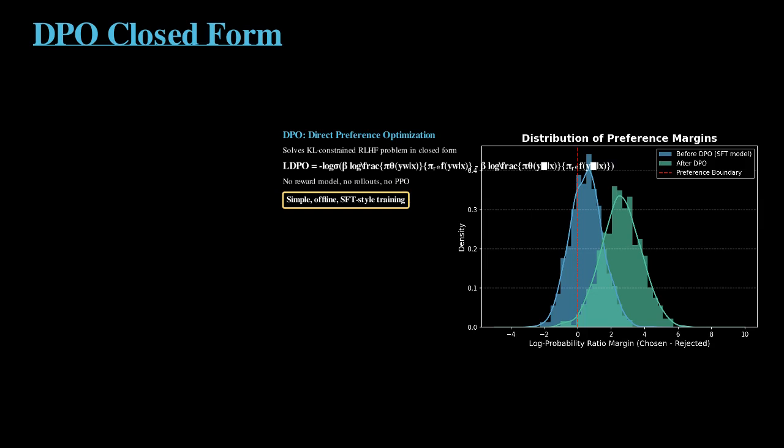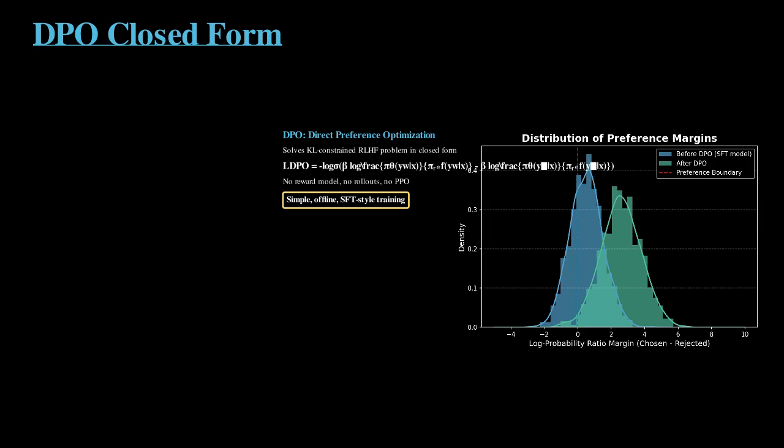The DPO loss is the negative log likelihood of a sigmoid function. Its argument is beta times the difference in the log probability ratios of the winning and losing completions. In essence, training with DPO directly increases the log likelihood of the preferred response, y sub w, relative to the reference, while decreasing it for the rejected response, y sub l. This means no reward model, no online rollouts, and no complex PPO machinery. We simply train the model on a static dataset of chosen, rejected pairs, just like supervised fine-tuning.